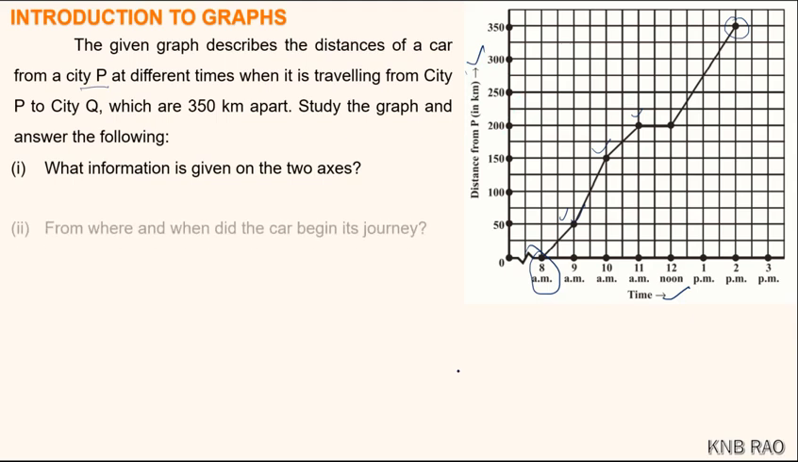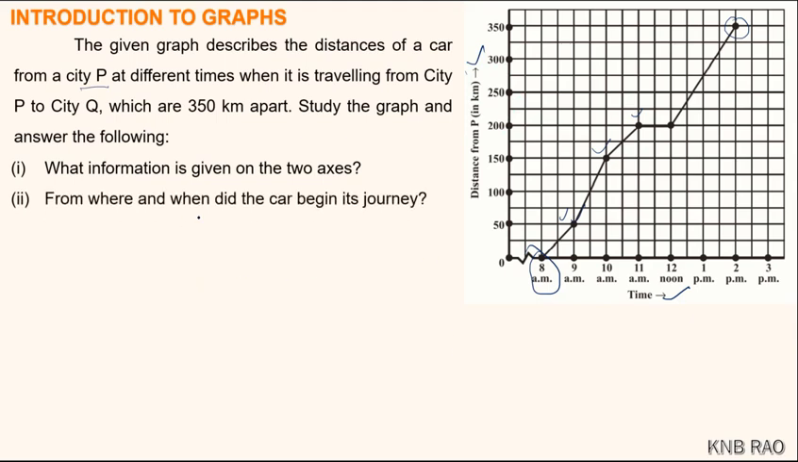Next, question 2, from where and when did the car begin its journey? The car started from the city P at 8 AM, correct? You could see it by that graph. Next, how far did the car go in the first hour? I say 50 kilometers. It has travelled 50 kilometers.